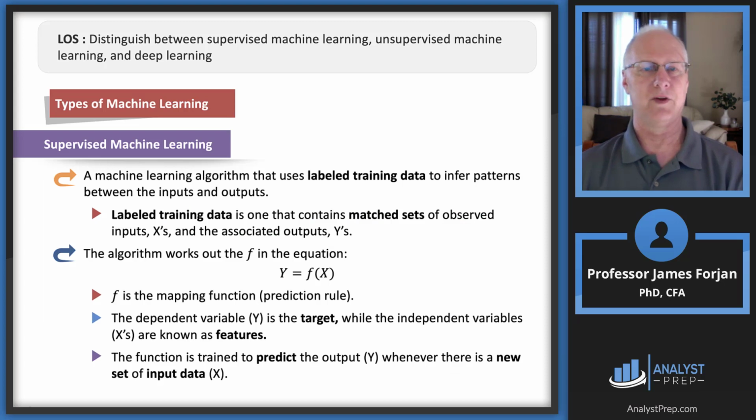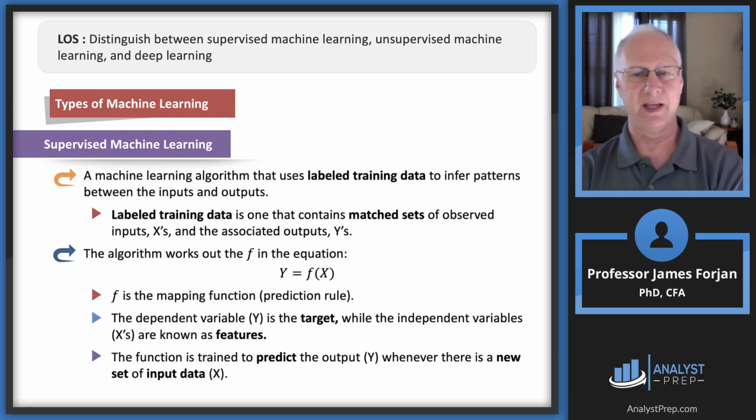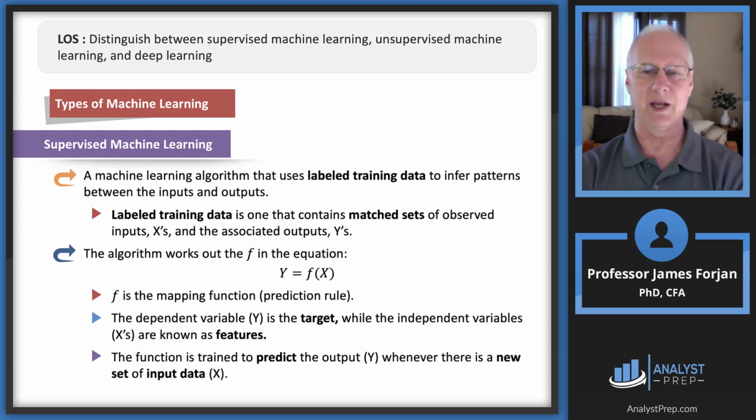All right, here we get into really the meat of this. Types of machine learning. So supervised machine learning. This is pretty much what we've done in the last several recordings. Labeled training data that infers patterns between the inputs and the outputs. All right, so look at that second arrow point there. The algorithm works out the f in the equation. So there's y equals f of x.